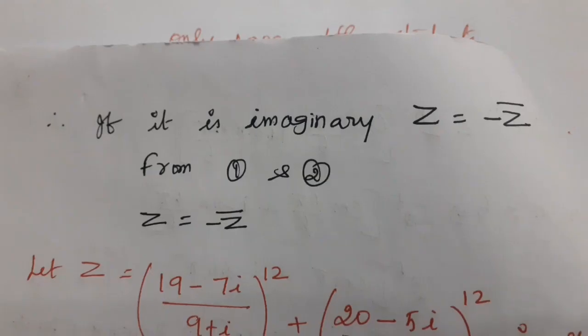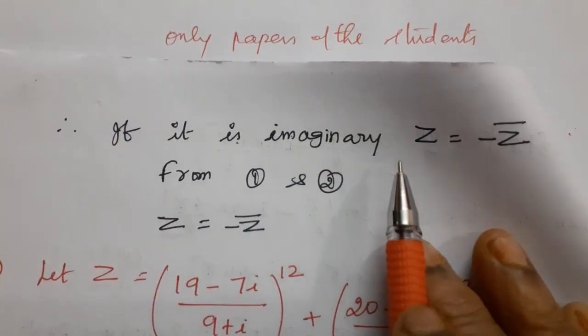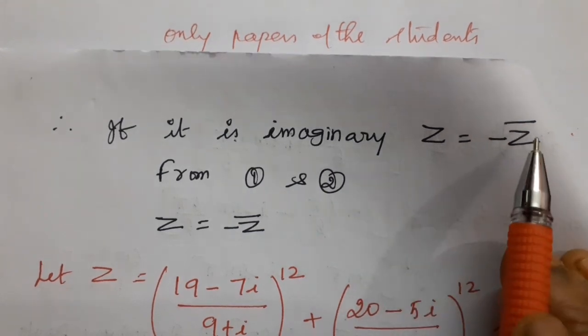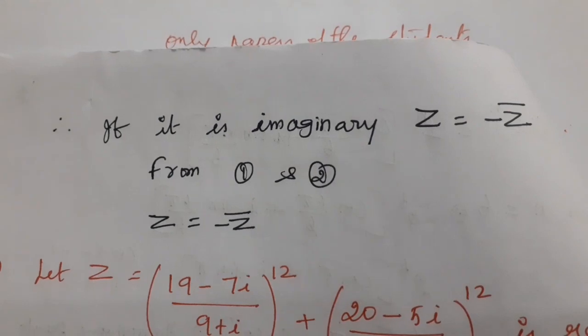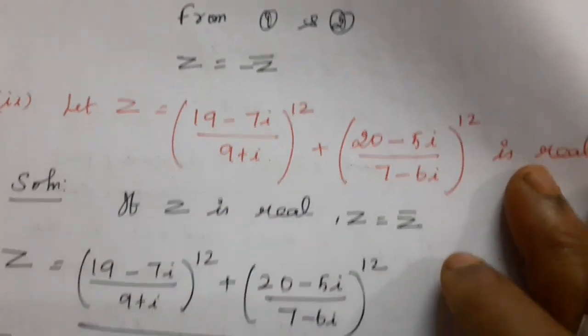If the complex number is imaginary, what is the property? Z equal to minus Z bar. So using results 1 and 2, Z equal to minus Z bar. So go through this sum. This is asked as a 3 mark question.